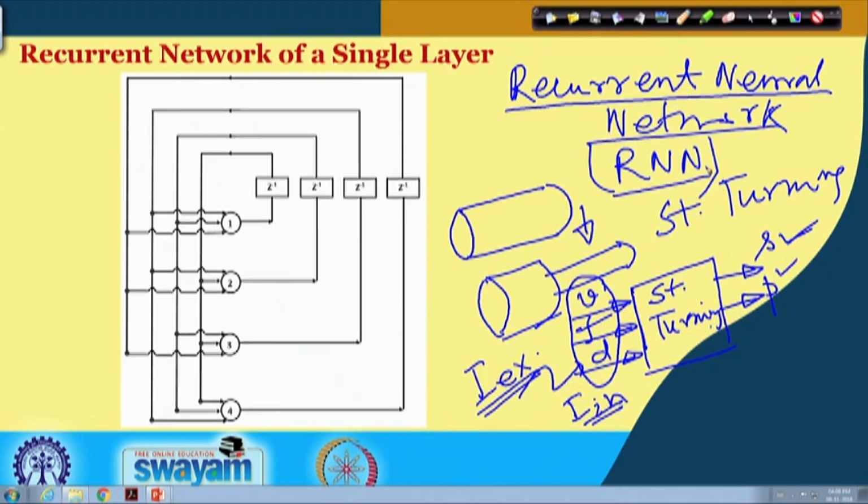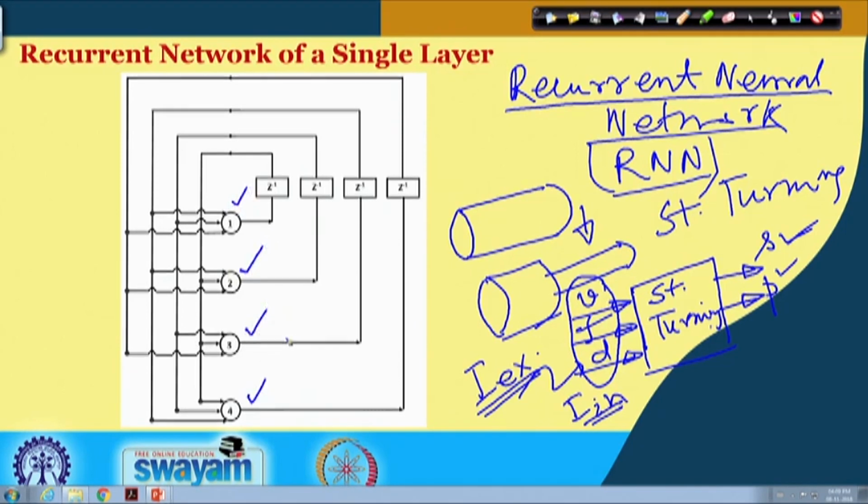Before I discuss the working principle of this RNN, let me concentrate on how to capture the dynamics of a particular layer of neurons. Now, let us concentrate on this. For simplicity, let me consider that on a layer of a neural network, I have only 4 neurons, say 1, 2, 3 and 4.